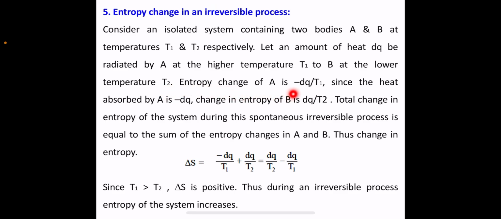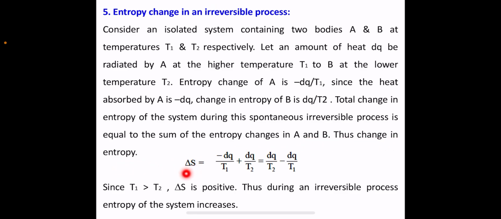The entropy change of A is minus dq divided by T1, since heat is given out by A, which is at the higher temperature. Since B is at the lower temperature, heat is absorbed by B, so its entropy change is dq divided by T2. The total change in entropy of the system during this spontaneous irreversible process is equal to the sum of the entropy changes in A and B.